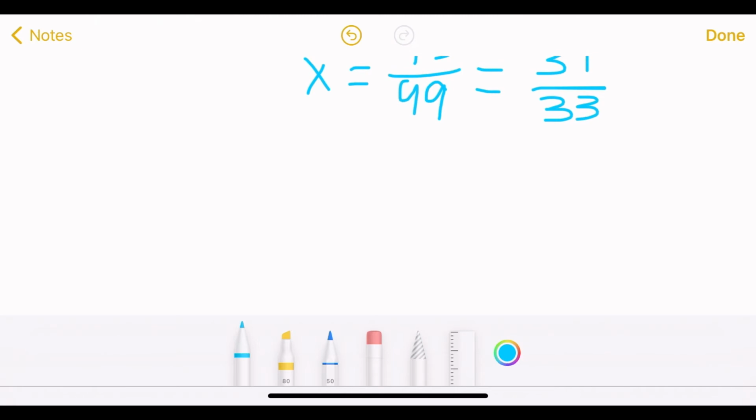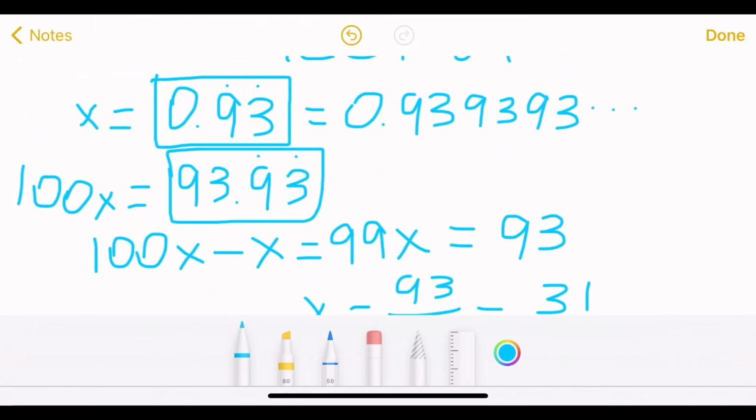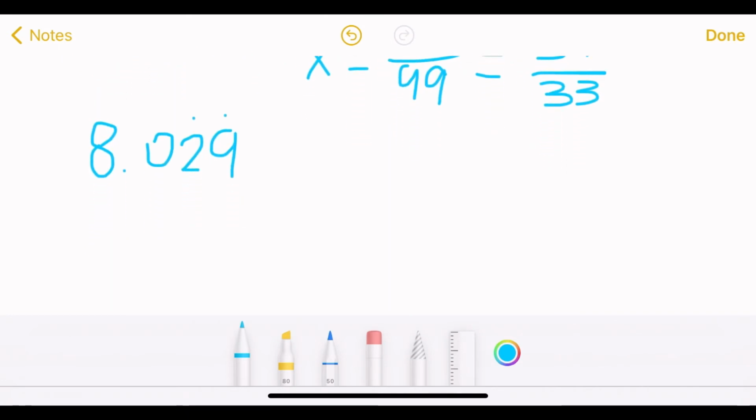Now let's look at a slightly more difficult example. If I want to turn this decimal 8.029 with the 2 and 9 repeating, what shall I do now? Now I still need to find two numbers whose numbers after the decimal point are exactly the same, just like this example here. They have 93 the same. So I need to first let this be x. And then I'm going to find 10x, that is 80.29 repeating. That is 10x.